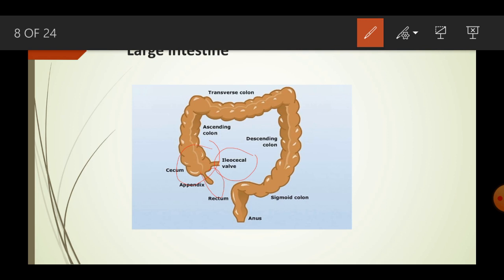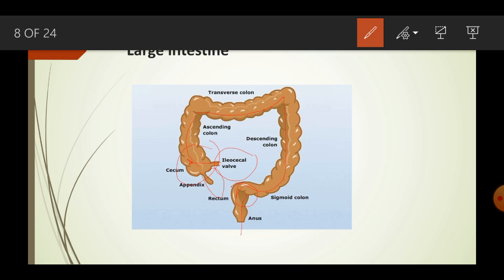Sometimes this appendix may get enlarged or inflamed by the accumulation of toxic metabolites, and this may lead to a serious condition known as appendicitis, which is manifested as colicky pain or very severe pain in the right lower abdomen. From the cecum, the food enters the colon. The colon is divided into 4 parts: the ascending colon, the transverse colon, the descending colon, and the sigmoid colon. Then it reaches the rectum, where it is stored and then passed out through the anus.